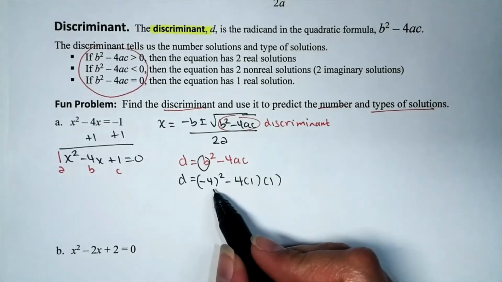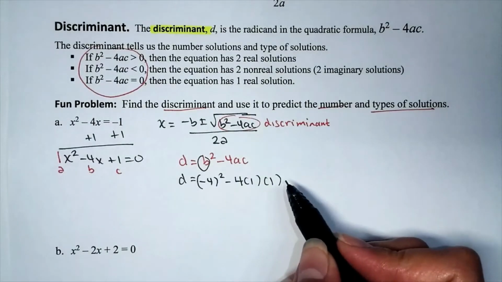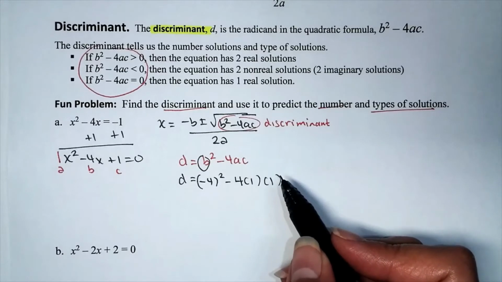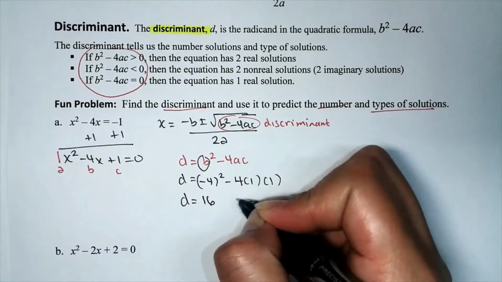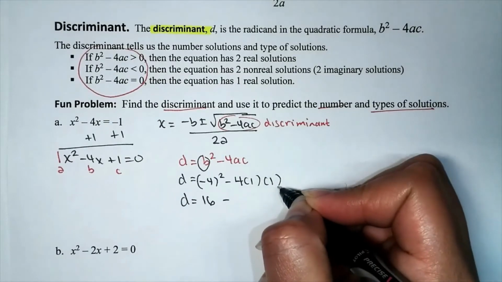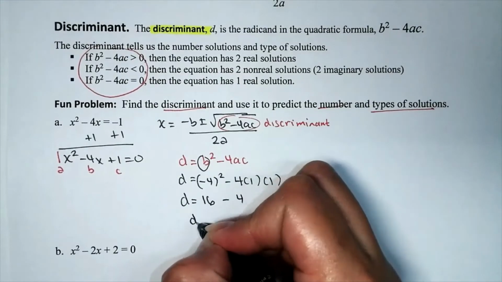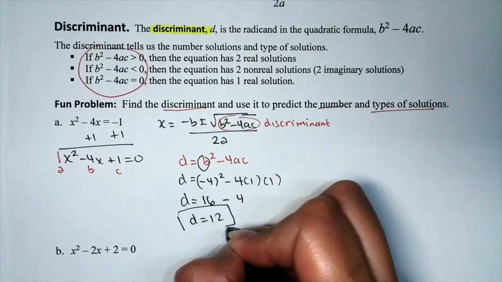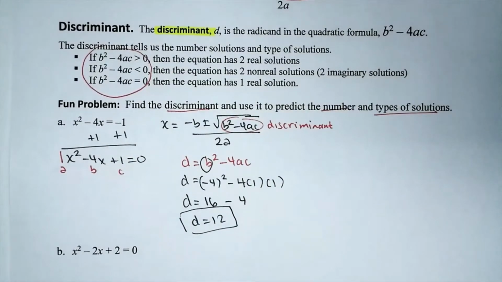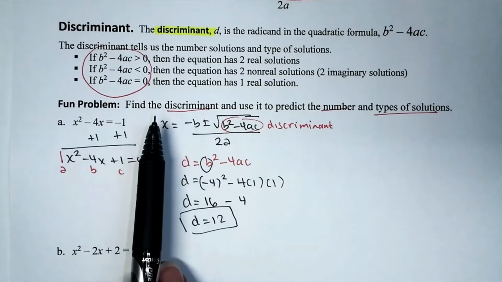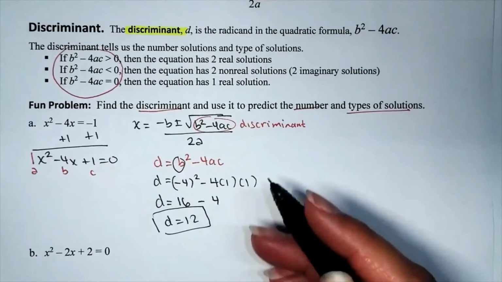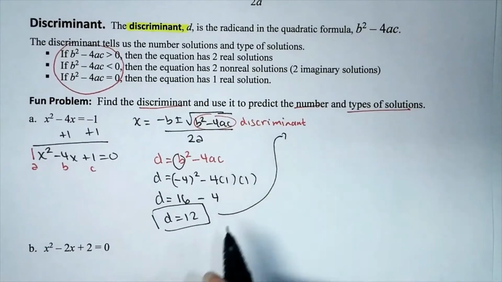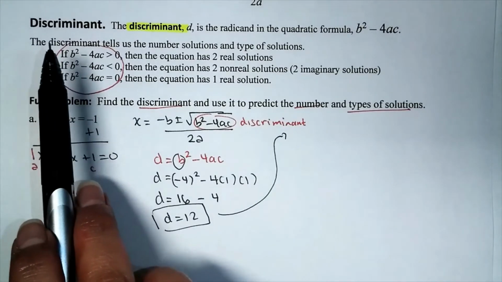So at this point, it's strictly arithmetic, so punch it in your calculator, but I don't have a calculator, so I have to freehand it. The square of negative 4 is 16, and the product of 4, 1, and 1 is 4, and that will give us the discriminant is 12. So that is our first answer. The first question is, tell me what the discriminant is. Then I need you to use it to tell me how many solutions, and then what kinds of solutions we are expected to have. Now, I can make this easy on myself and just say this: if the discriminant is positive, boom.